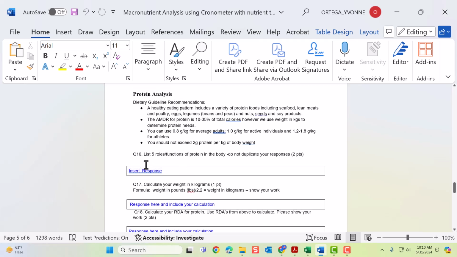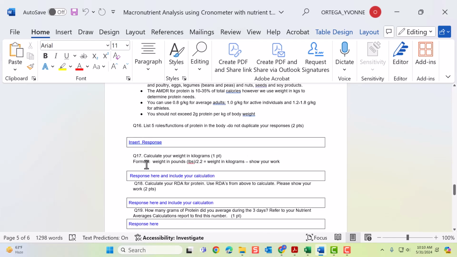So I ask just questions about your knowledge about protein. Please read what the dietary guidelines, the recommendations are. I kind of repeat it here, what the RDA is, what the UL is, what we shouldn't go over, the upper limit. In this case, it's still 2 grams per kilogram of body weight. So we're always using weight with protein. You'll answer this. And then question 17, I say calculate your weight in kilograms and show the calculation because I want to make sure it's accurate.